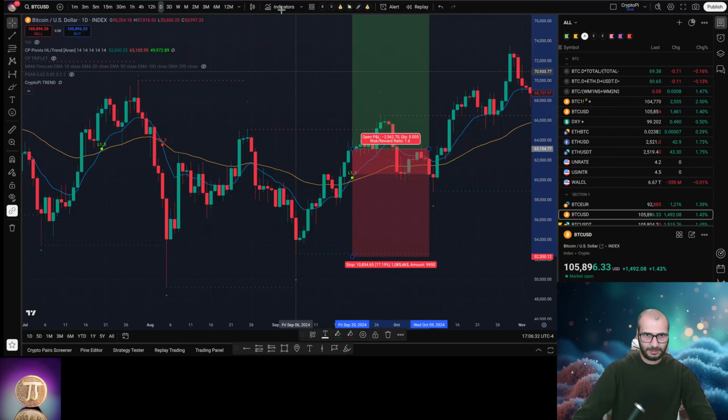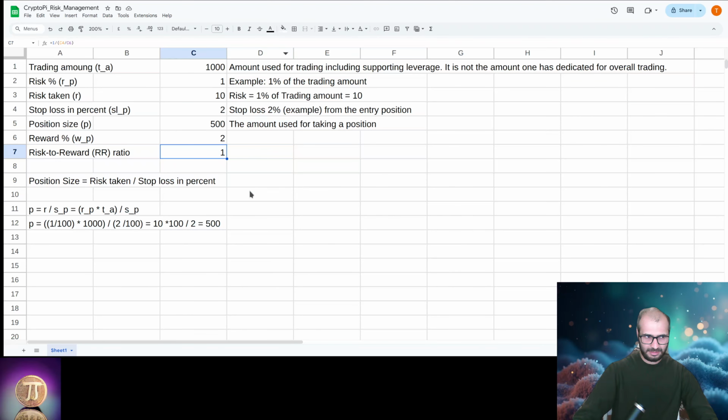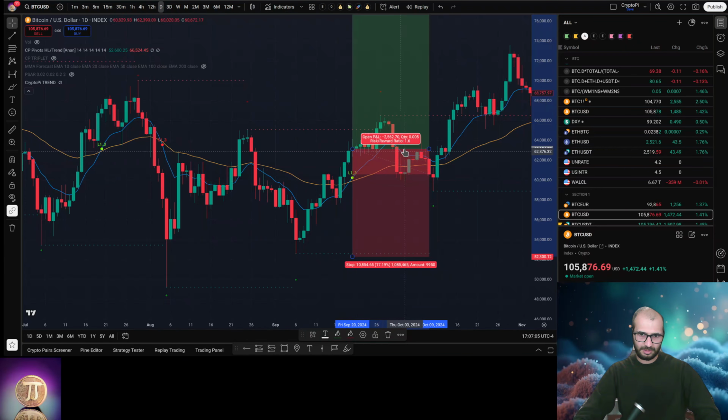Now, how do we calculate it? We had discussed a very simple position size formula. Let's say one has the trading amount of $1,000 and one wishes to take 1% risk. So the risk taken will be 1% of the trading amount, that is $10. Now here this was an example which was at stop loss of 2%, but in our case the stop loss is at 17.19%.